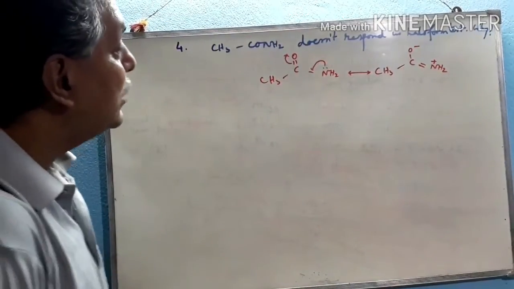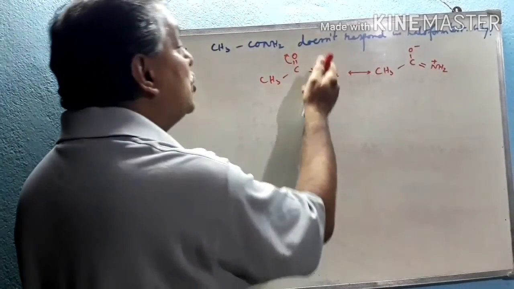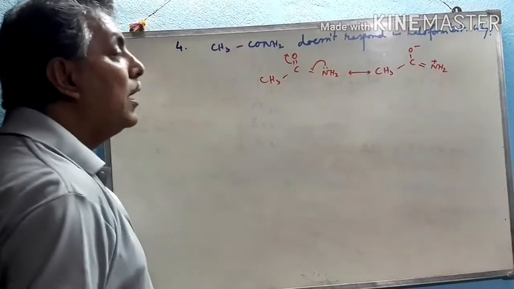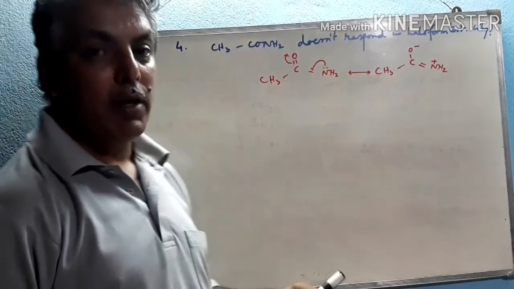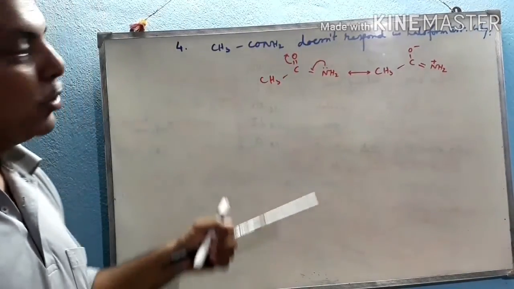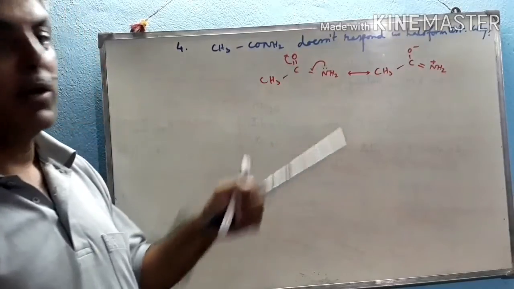That's why no COCH3 group exists in the case of acetamide, as it enjoys resonance stability with the lone pair of the NH2 group. That's why it doesn't respond in the haloform test. So we conclude that due to the presence of the lone pair, it doesn't respond in the haloform test.